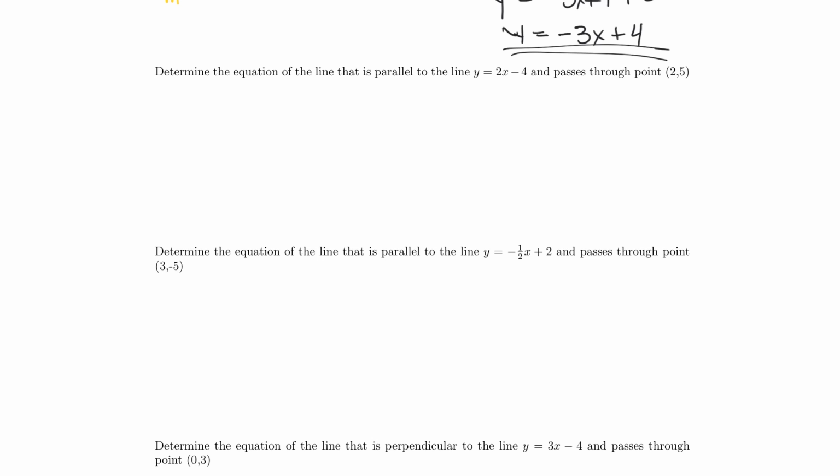It says determine the equation of the line that is parallel to the line y equals 2x minus 4 and passes through point (2, 5). Again, we are given a line here and we are asked to get the parallel line that passes through point (2, 5). So let's solve this. We are given the line y equals 2x minus 4 and it passes through point (2, 5).